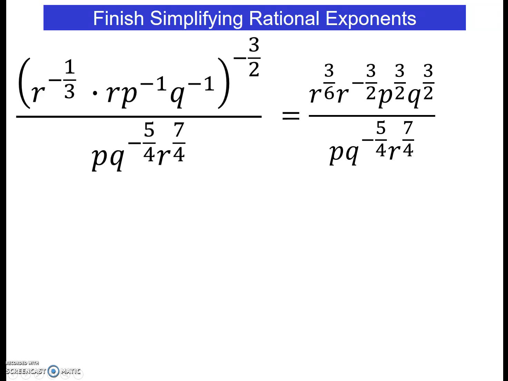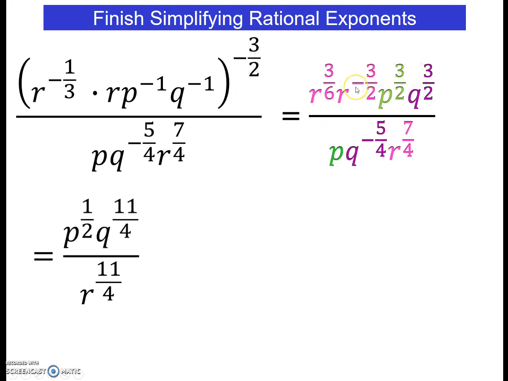So then from there, I'm going to identify all of my like things in the numerator and the denominator. So what I see is I've got r to the 3/6, r to the -3/2, and r to the 7/4. I've got two of these p's here and two of these q's. So I'm going to apply those rules of doing the top number minus, or add these two together. So I got the 3/6 and the -3/2, and then I'm going to subtract 7/4. And what I end up with is -11/4.